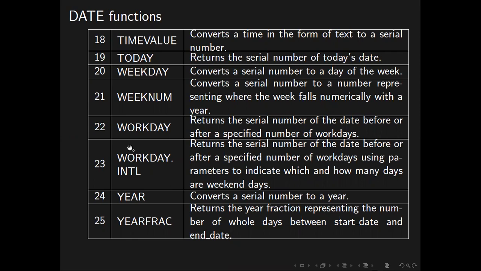Year frac. Do you remember having used year frac? You have already used it to determine whether a person is eligible for voting. Equals round, bracket open, year frac, bracket open, today, comma, date of birth, bracket close, comma, 0, bracket close, enter. That should have given you the age of a person.